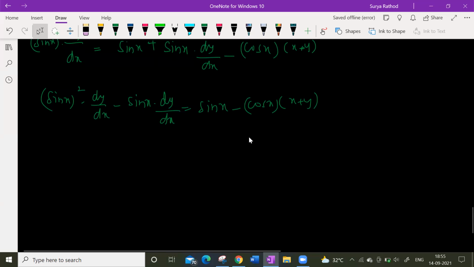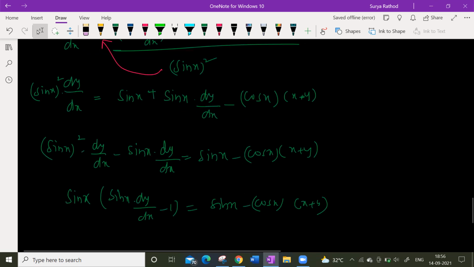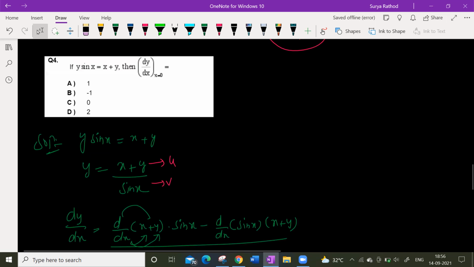So what will we do here? We will take sin x common. So sin x into dy by dx minus 1 is equal to sin x minus cos x into x plus y. But we need the exact dy by dx function.